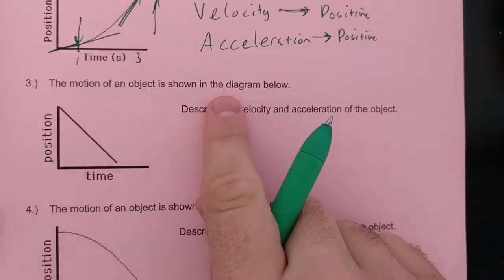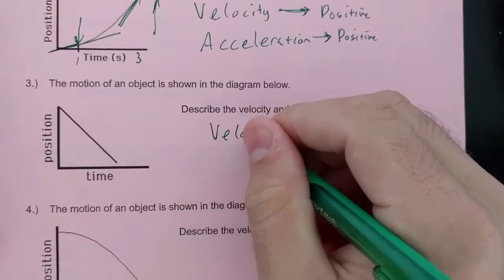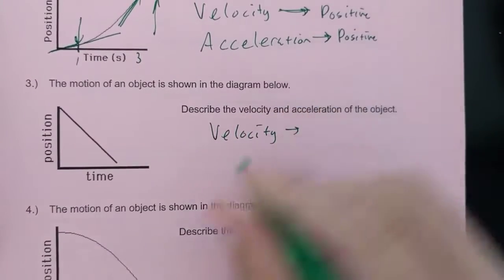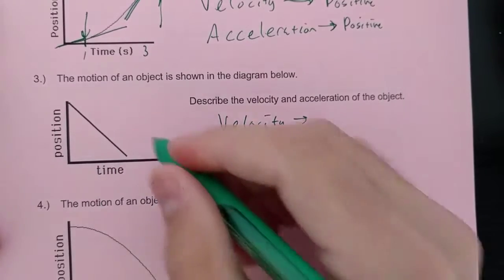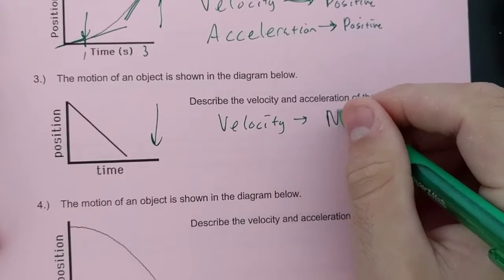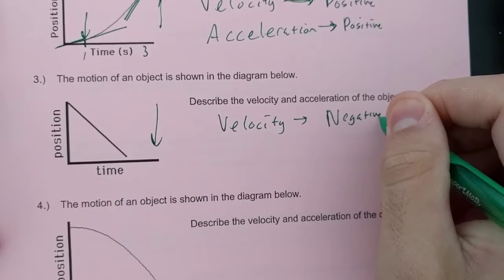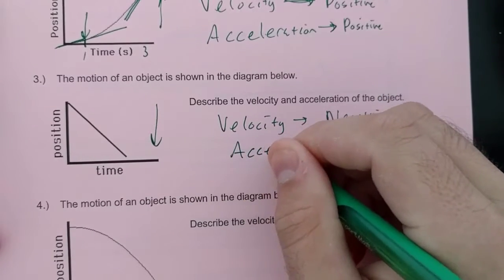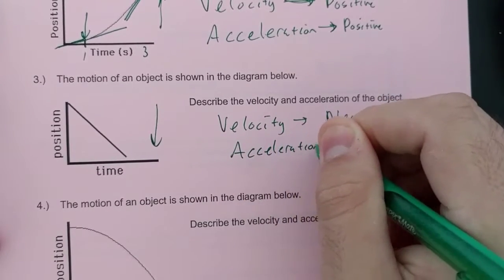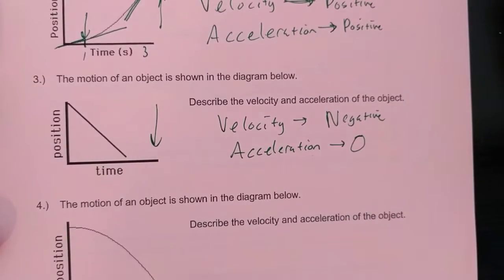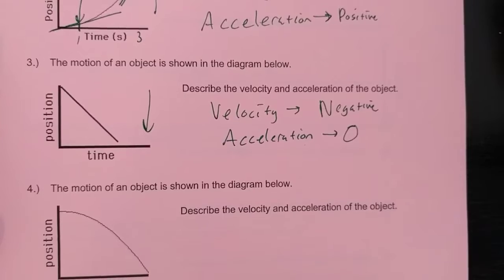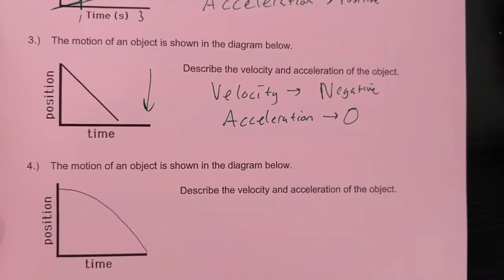Number 3, velocity and acceleration. Velocity, we notice that the object is getting closer to the source. It's decreasing as time goes on in this direction, so we know that's negative. By the mere fact that it's a position time graph and we see a line, we know the acceleration is 0 automatically. There's no change in velocity whatsoever. It is constant throughout the entire graph.